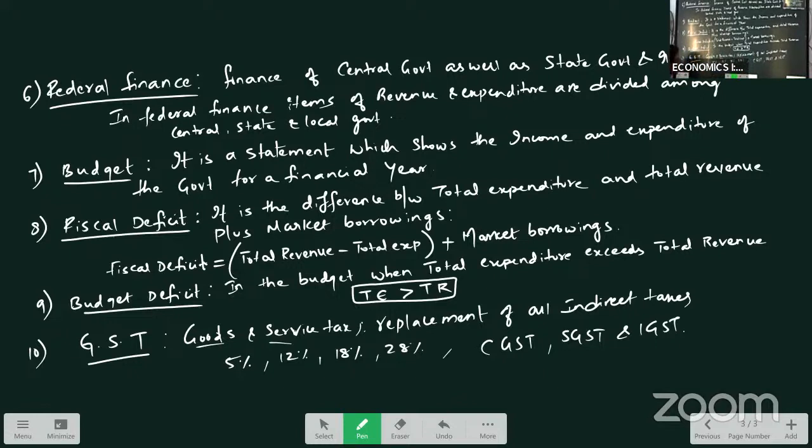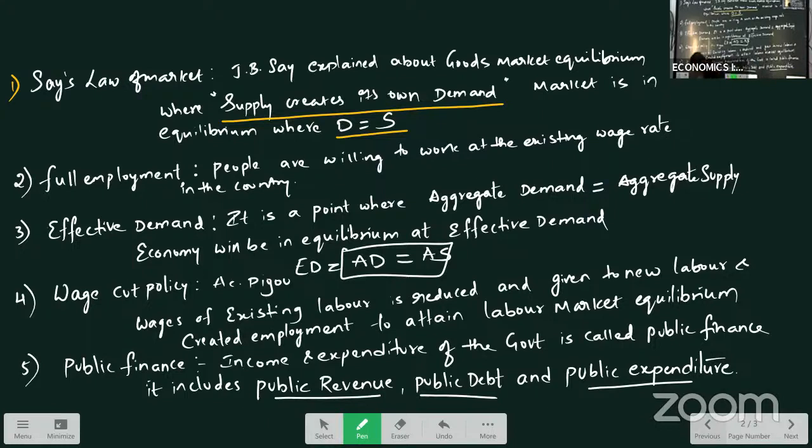GST is the goods and service tax. It is a replacement of all indirect taxes. The various slabs in GST are 5%, 12%, 18% and 28%. The different types of GSTs that are collected in the country are CGST, SGST and IGST. So, these are the various VSAQs you have to prepare from this chapter. Just go through these one.